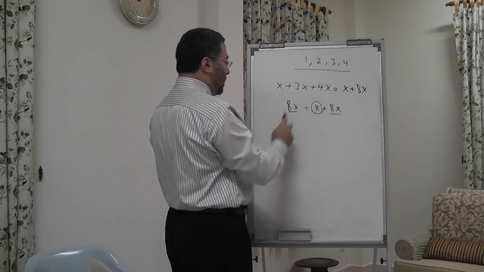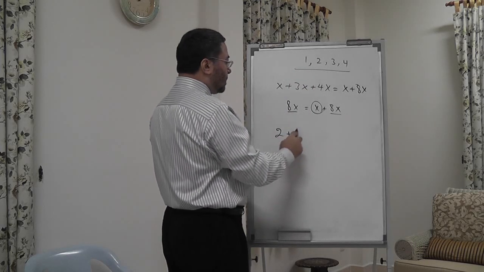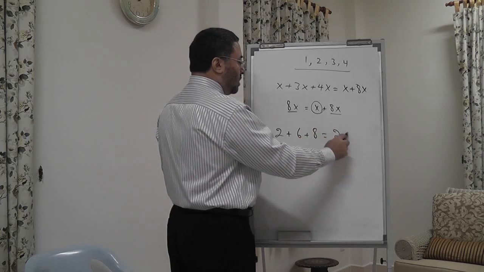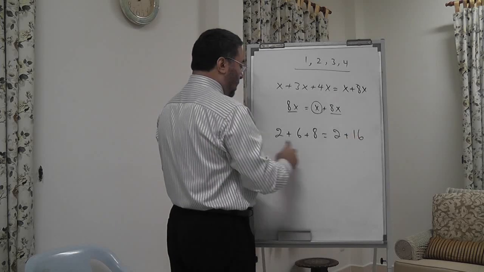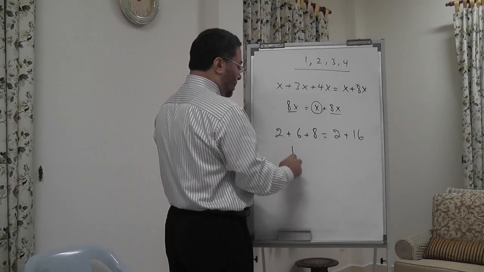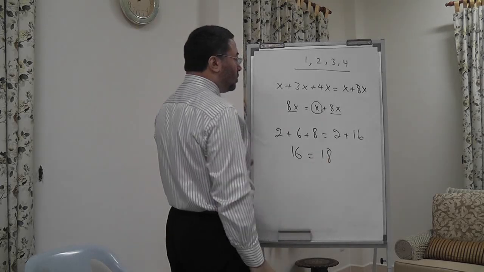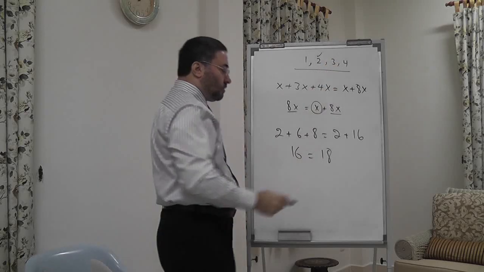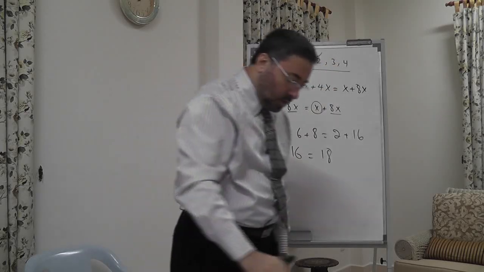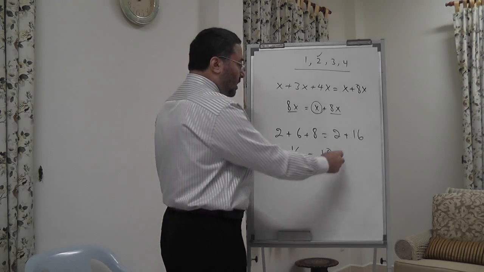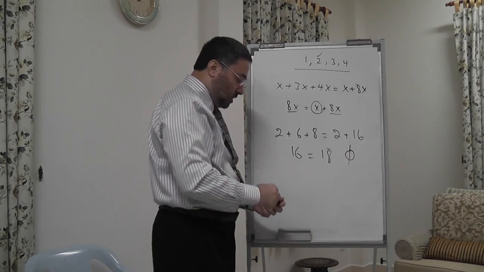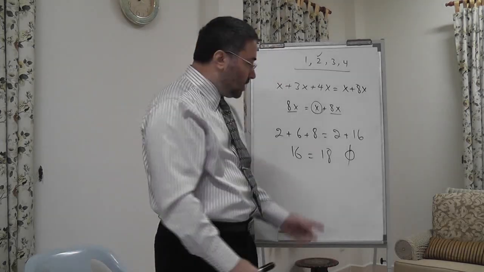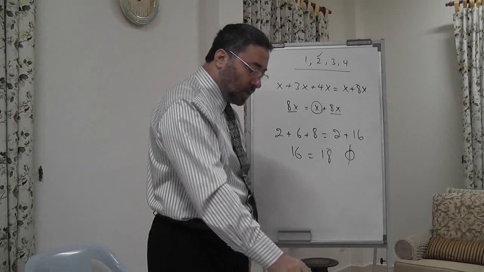Let's try number 2 again. So 2 plus 6 plus 8 equals 2 plus 16. And here we have 10 and 6, that's 16, equals 18, which is not true. So this is going to be rejected. Same with 1, 3, and 4. So in this case, our answer is a null set. So this is a little bit different than the previous one, where any number would fit. Here, none of these numbers would fit, and the answer is a null set.